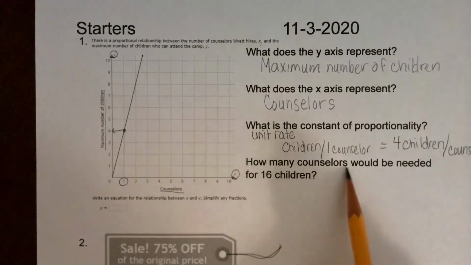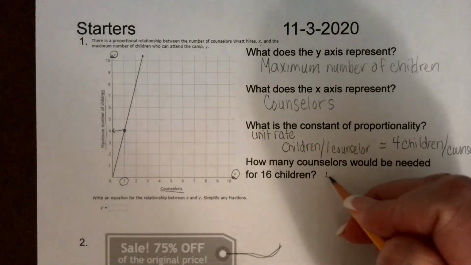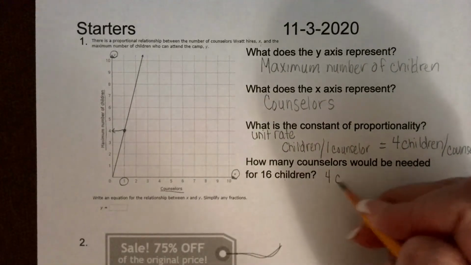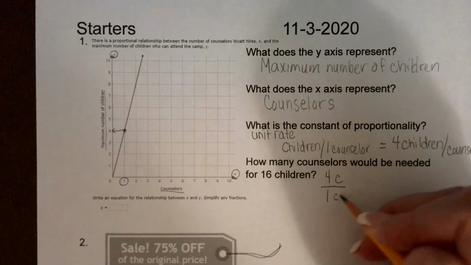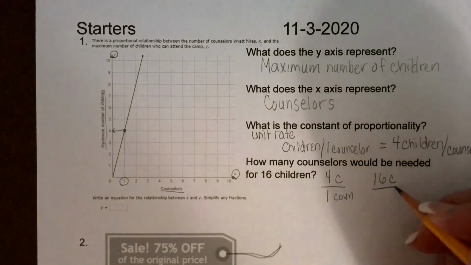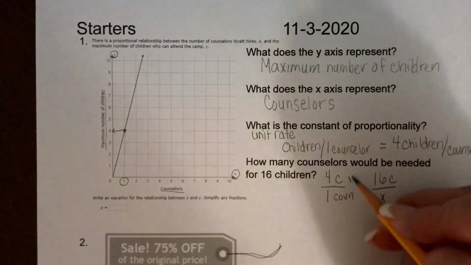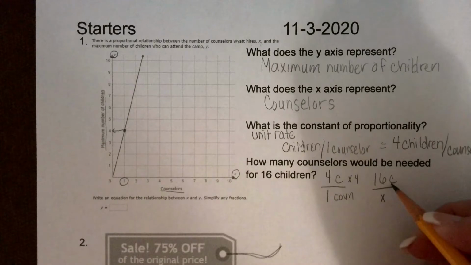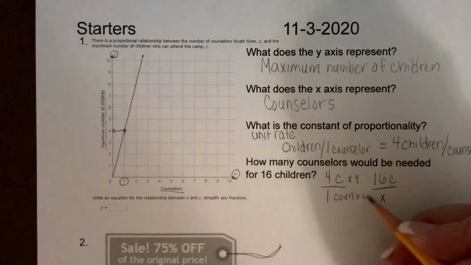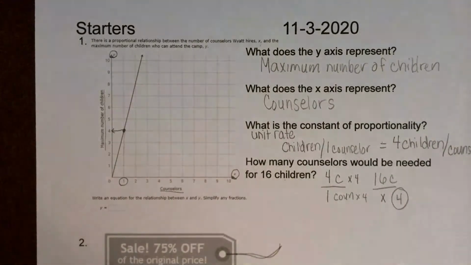So how many counselors would be needed for 16 children? So if you can have 4 children for 1 counselor, I want to know for 16 children, how many counselors would I need? And I'm doing 4 times 4 to get that 16, and 1 times 4 will give me 4 counselors. And you could have also cross multiplied.